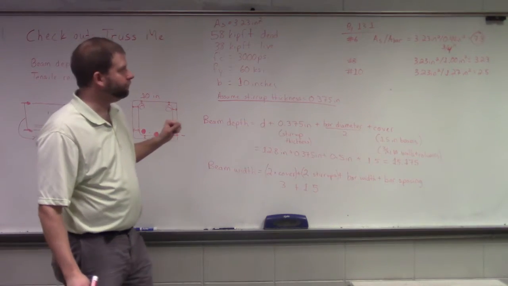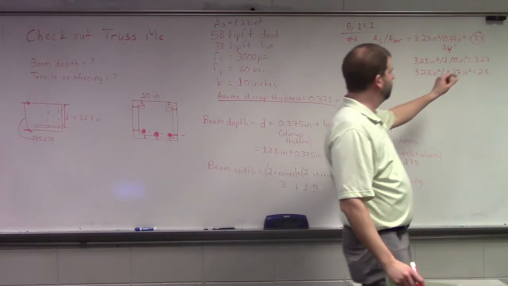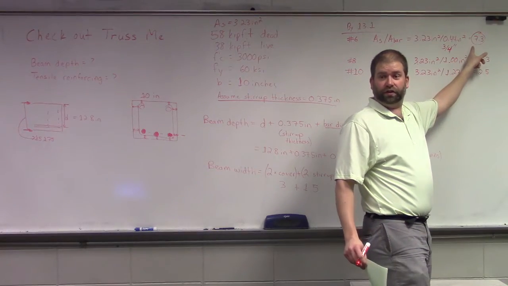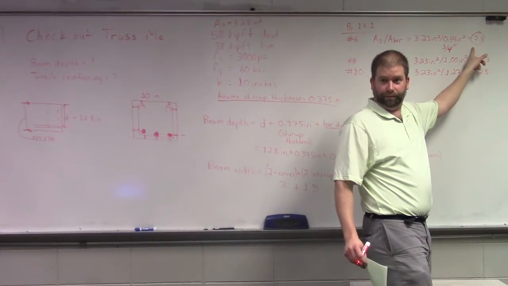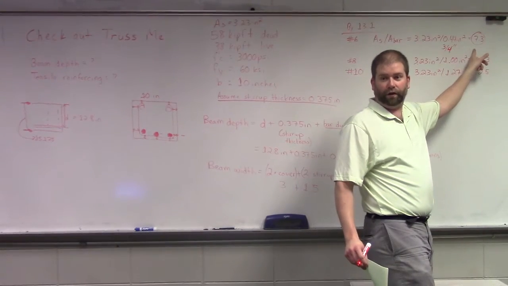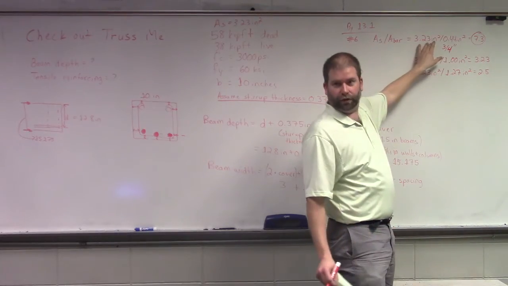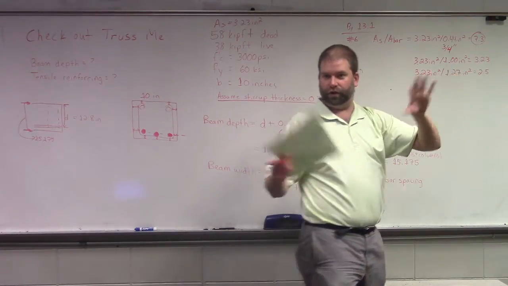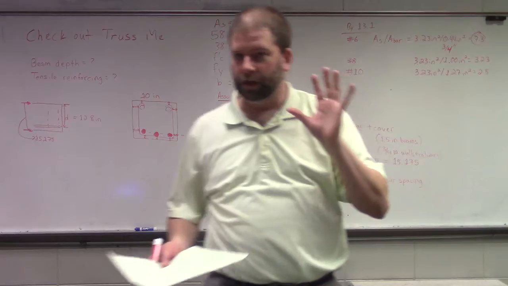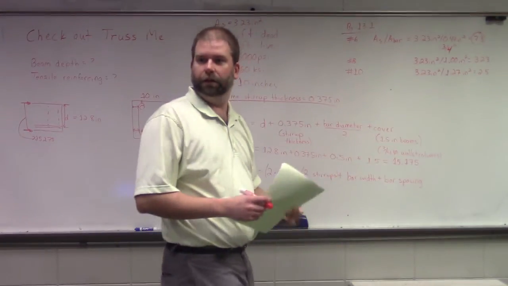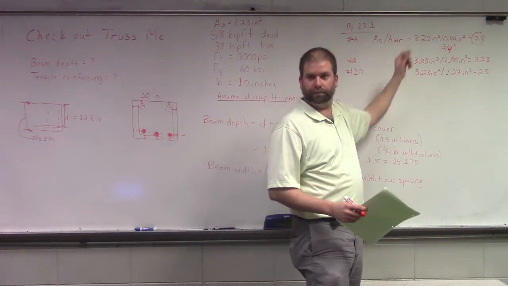So it's 3 point... but remember, this isn't telling us the distance. This is telling us the number of bars that we're going to need. Because our units, we're doing inches squared divided by inches squared, so we have a unitless dimension. So it's just telling us the number of bars that we're going to need to meet that area of steel.